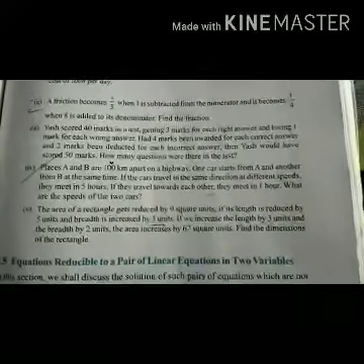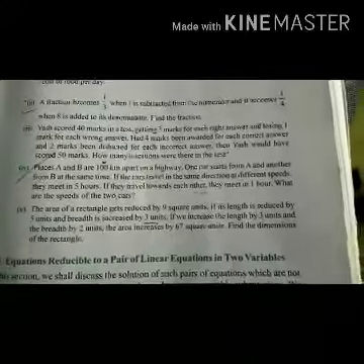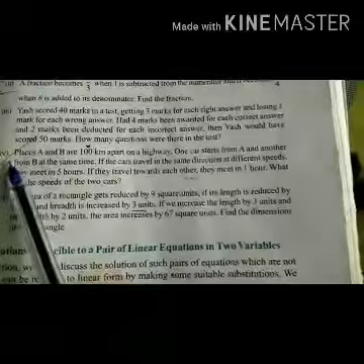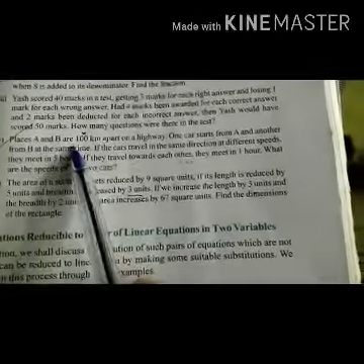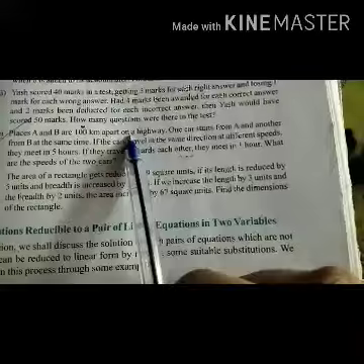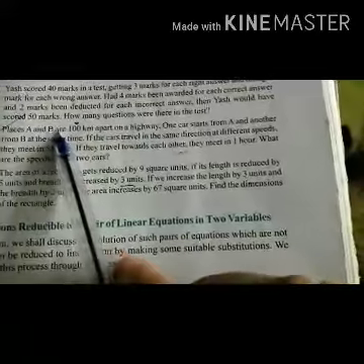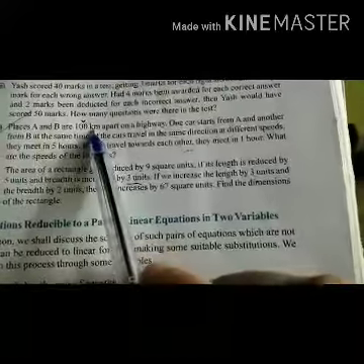In my previous video, we did the third part of question number 4. Now I will do the fourth part of question number 4. Places A and B are 100 km apart on a highway. So the distance between the two points A and B is 100 km.